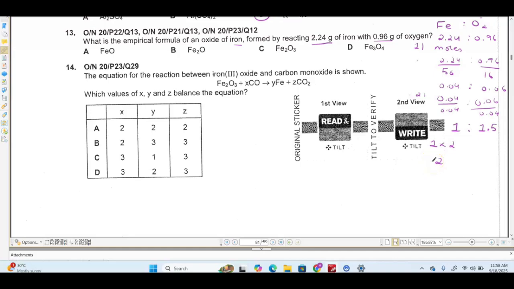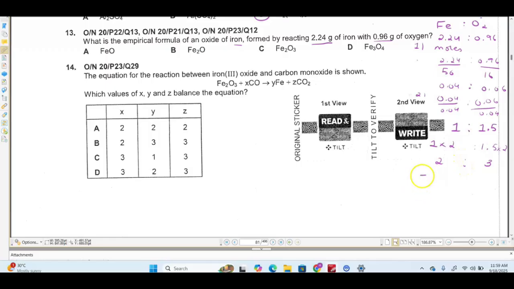And if we multiply 1.5 with 2 as well, we get 3 over here. You can see that if you multiply it with 2, you get whole numbers. If you don't get whole numbers, you can multiply it with 3, 4 and so on. We've used 2, which was our first number, and it has given us a whole number ratio, so we don't need to multiply any further.